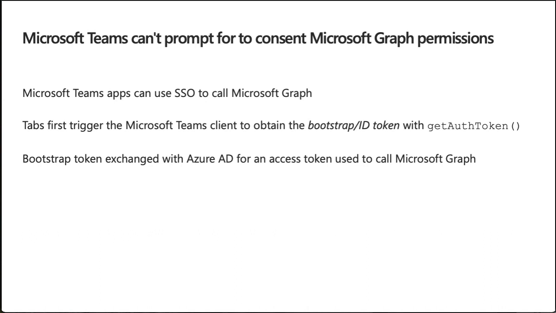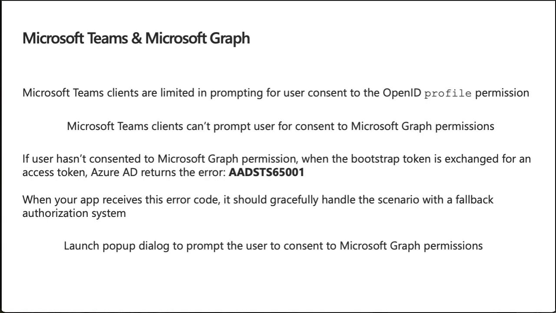And if your code needs permissions to talk to Microsoft Graph, or more permissions that the user hasn't consented to yet, when Microsoft Graph receives that bootstrap token from Teams, it's going to fail with a very specific error code. I believe it's AADSTS65001. It's documented, so don't worry about writing that down. This error code indicates that consent to the requested Graph permissions has not been granted yet.